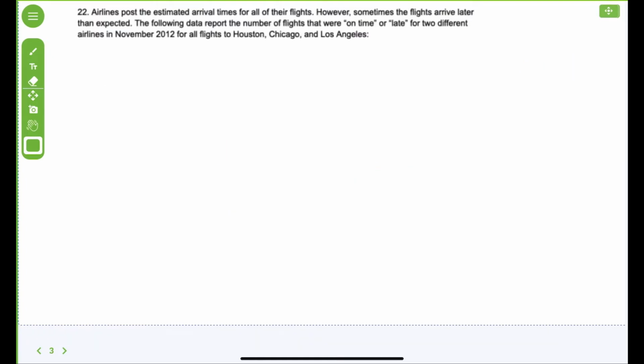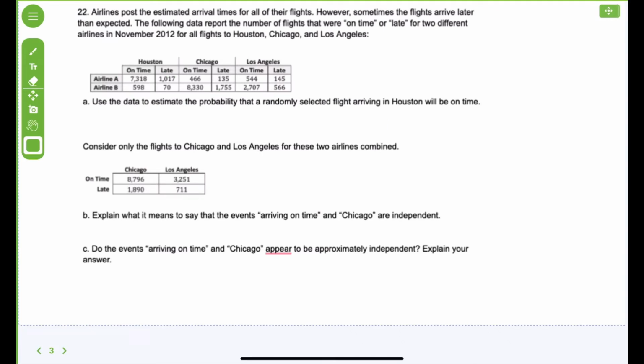Okay, page 3. Number 22 says, airlines post the estimated arrival times for all their flights. However, sometimes the flights arrive later than expected. The following data report the number of flights that were on time or late for two different airlines in November 2012 for all flights to Houston, Chicago, and LA. Use the data to estimate the probability that a randomly selected flight arriving in Houston will be on time.